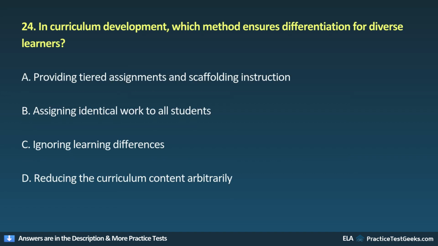24. In curriculum development, which method ensures differentiation for diverse learners? A. Providing tiered assignments and scaffolding instruction. B. Assigning identical work to all students. C. Ignoring learning differences. D. Reducing the curriculum content arbitrarily.